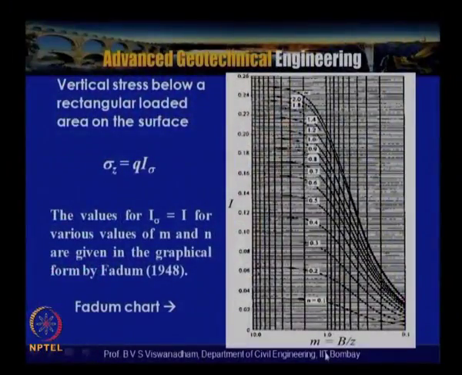So vertical stress below a rectangular area on the surface can be given by σz is equal to q into Iσ. So Iσ is obtained; let us say that at z equal to 2 meters and b equal to 2 meters, then m is equal to 1, and n is, let us say, 0.3. So we will get the influence factor I equal to about 0.07. So 0.07 multiplied by q, into whatever configuration we consider, we have to use that.